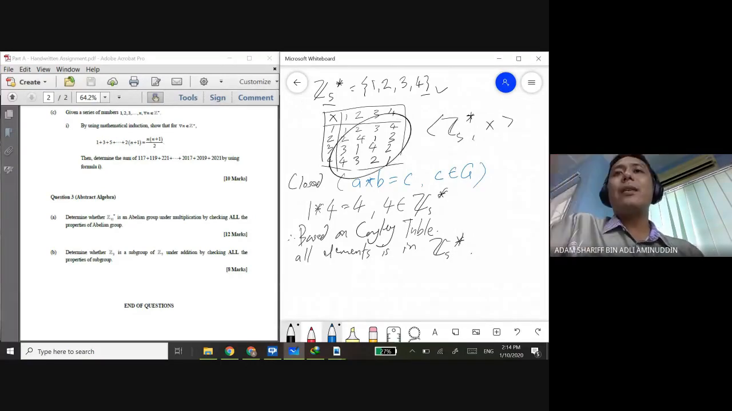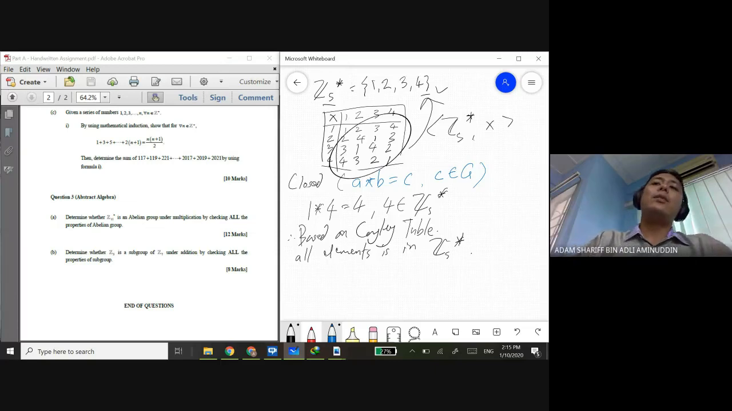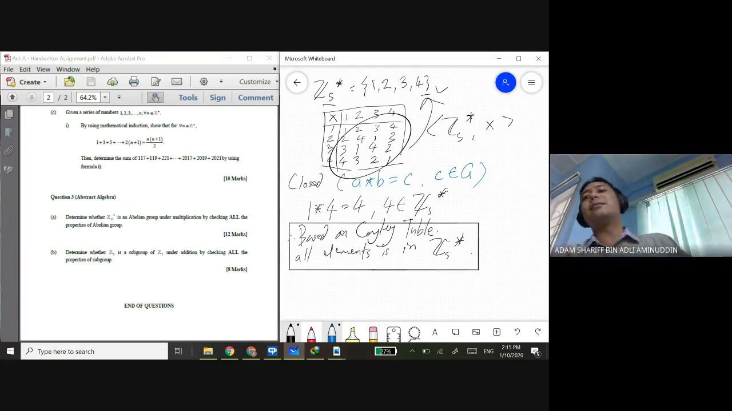Mana saya tunjuk refer? Inilah. All elements here, 1 2 3 4, 2 4 1 3, 3 1 4 2, 4 3 1, all of them are element of Z5 star. I just need this statement with the assumption that your Cayley table is right.